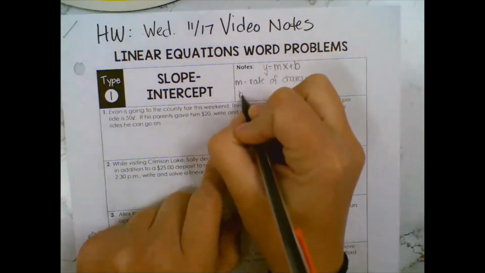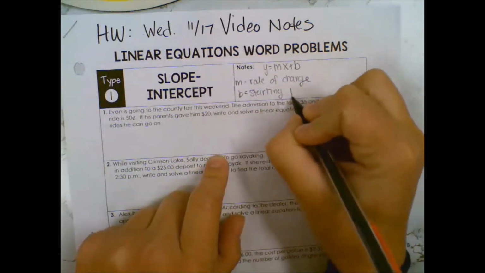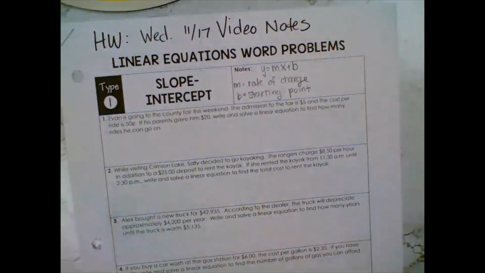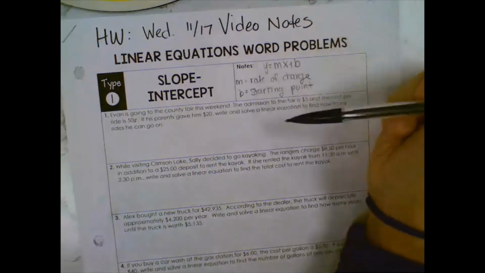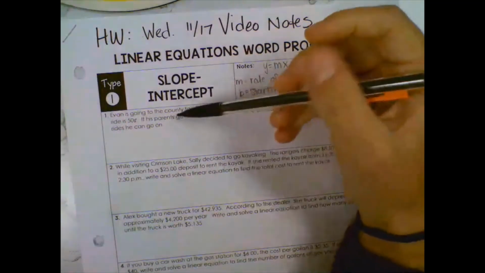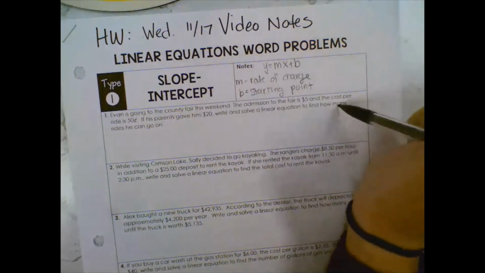And we have a starting point, which will be b. Just kind of like you have on a graph, b is your starting point, and then m is the rate of change or movement. So this first one, it says, Evan is going to the country fair this weekend. The admission fare to the fair is $5 and the cost per ride is 50 cents. If his parents gave him $20, write and solve a linear equation to find out how much he can go on.